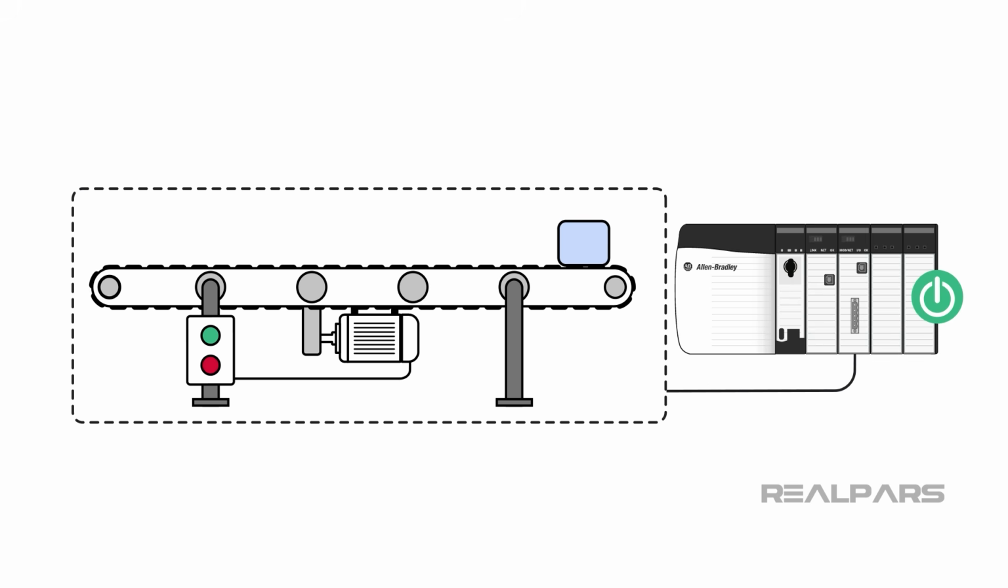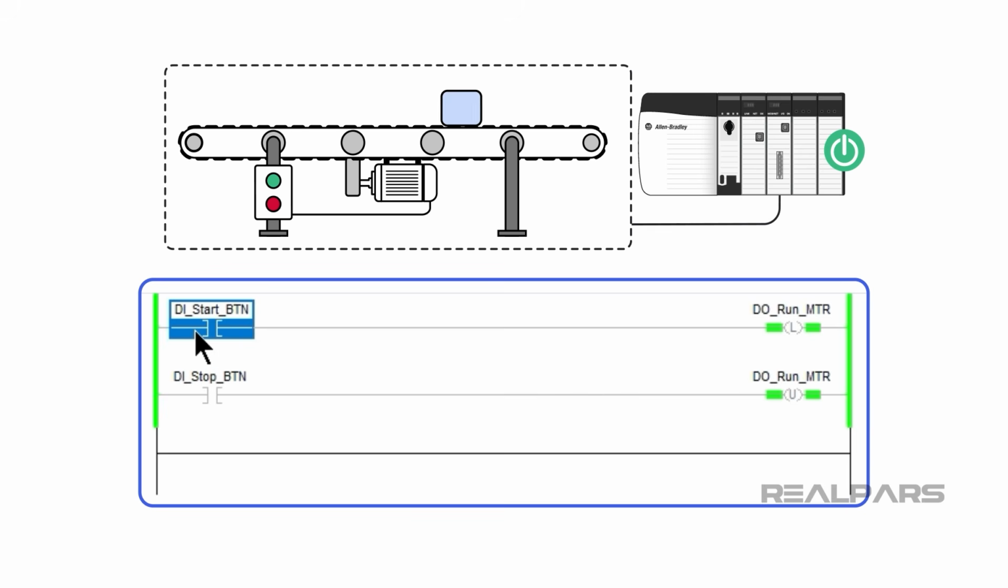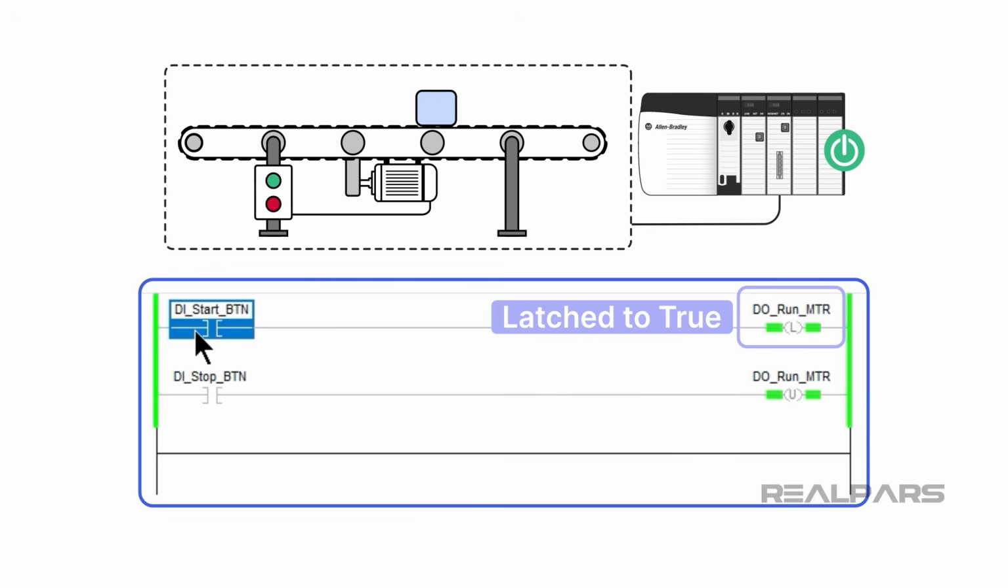Imagine if the conveyor in our example were running and the PLC lost power. When the power to the PLC was restored, the conveyor would immediately start running again, because the output to run the conveyor is still latched to true. This could create a potentially dangerous situation.